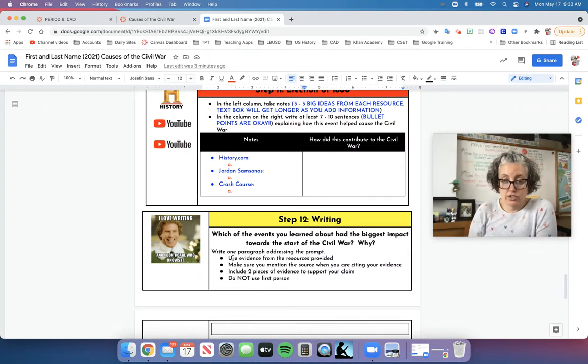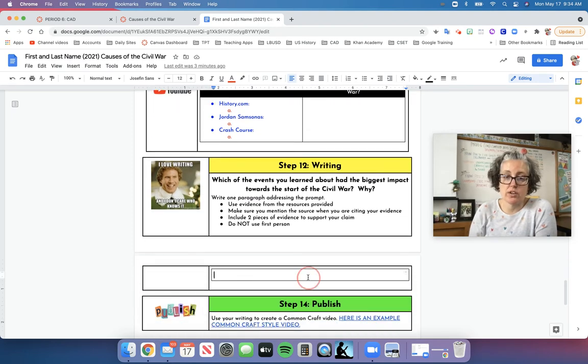Okay. Make sure you're using evidence from the resources. Okay. Make sure you mention the source when you are citing your evidence and include 2 pieces of evidence to support your claim. Don't use the first person. And so you're going to type that information down in here.